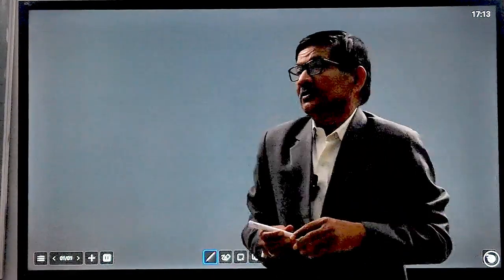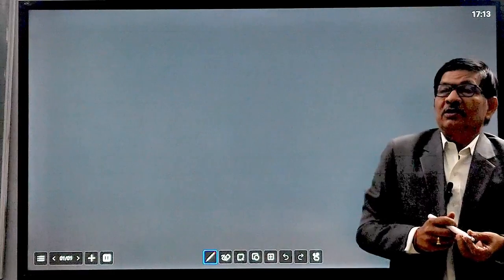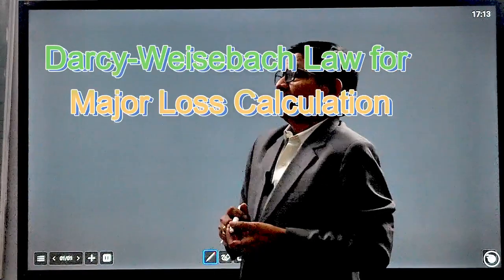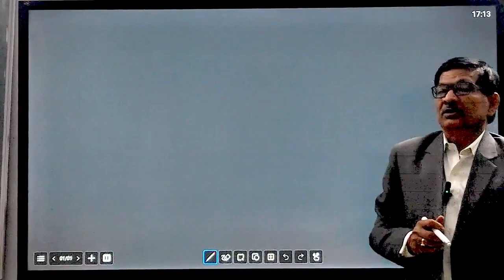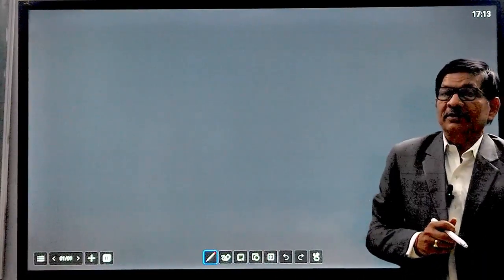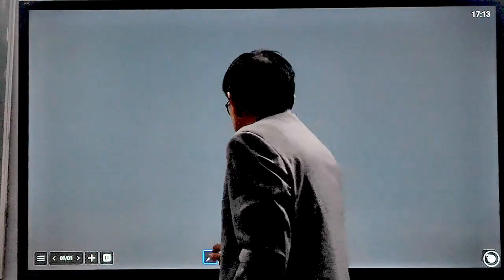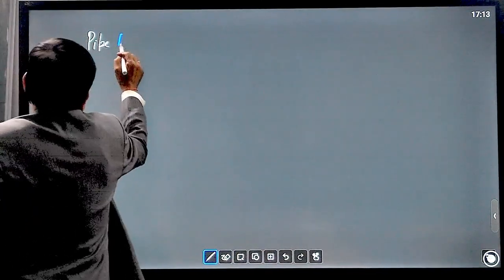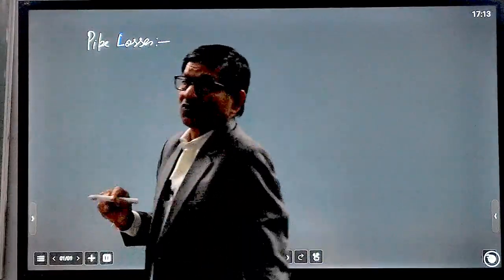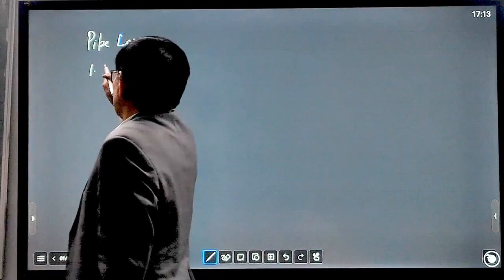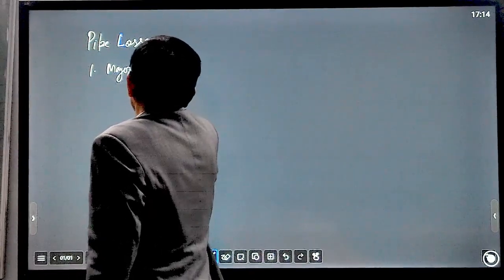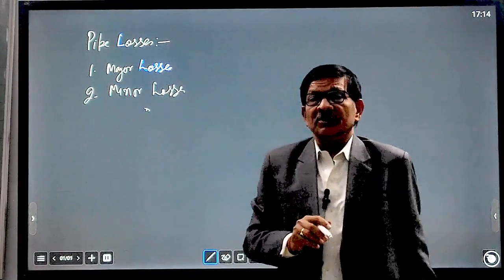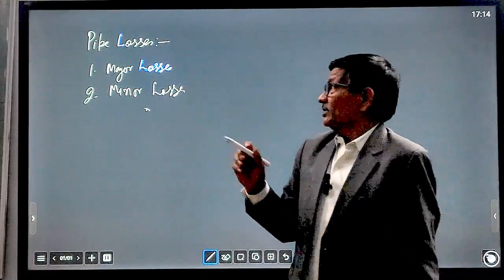So these are losses calculated by the Darcy-Weisbach equation. So today we discuss major losses, how to calculate major losses by using the Darcy-Weisbach law. So first we discuss what are major losses. Pipe losses can be categorized into two main categories. One is major losses. Number two, minor losses. So major losses are due to frictional resistance.